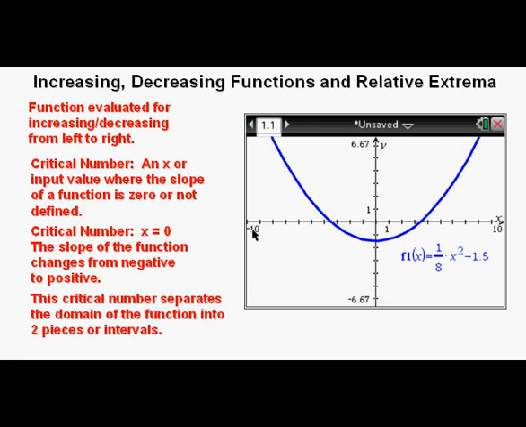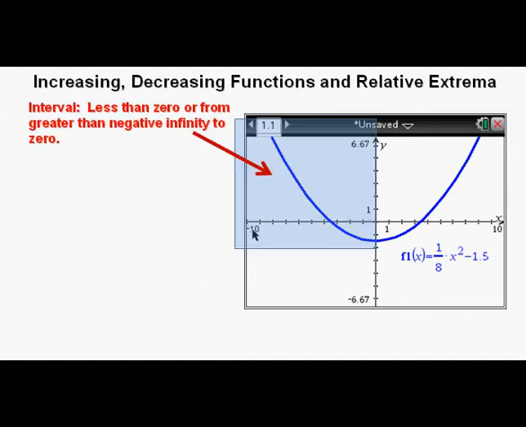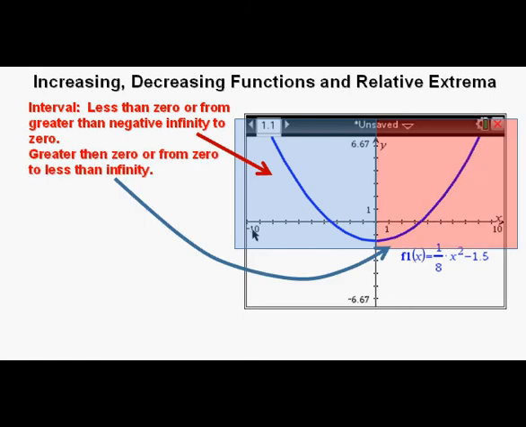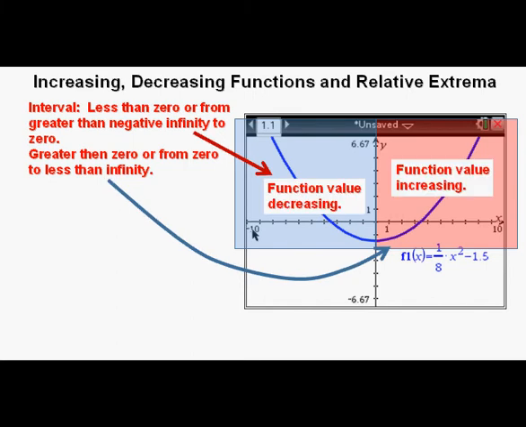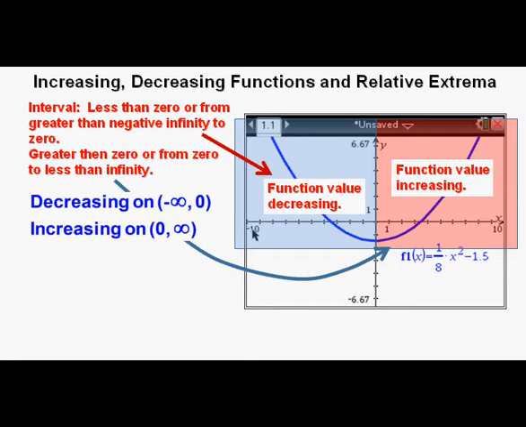This critical number separates the domain into two pieces, or as we call them in algebra language, intervals. We have the interval of less than 0, or from negative infinity to 0. The portion of the graph representing this interval is shaded in blue. And we also have the interval from 0 to infinity shaded in red. In the left interval, the function is decreasing in value, while in the interval on the right, the function value is increasing. In interval notation, we say that the function is decreasing on negative infinity to 0 and increasing on 0 to infinity.